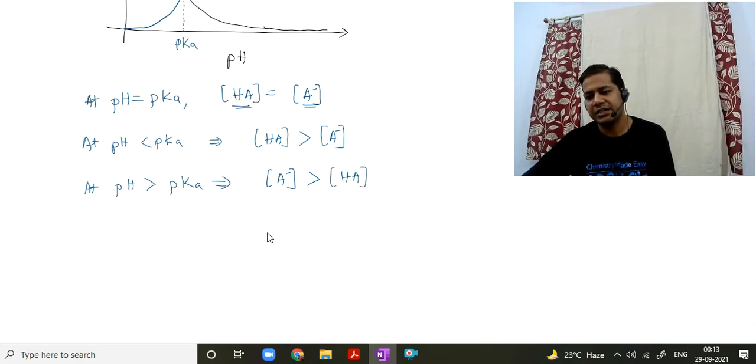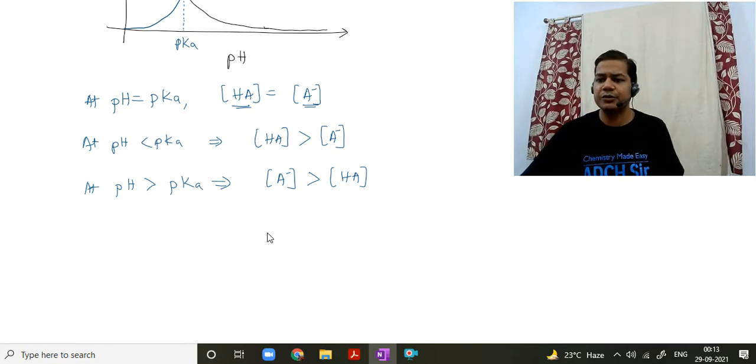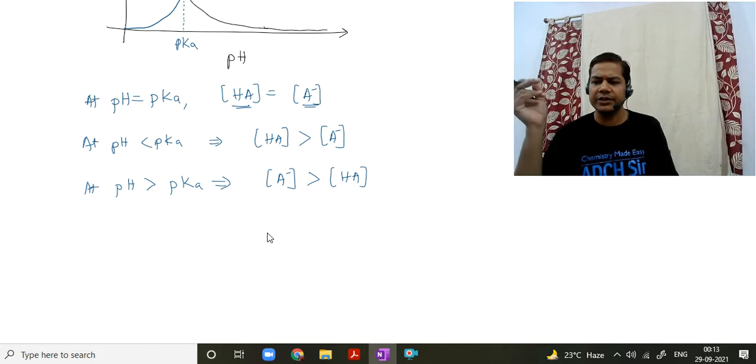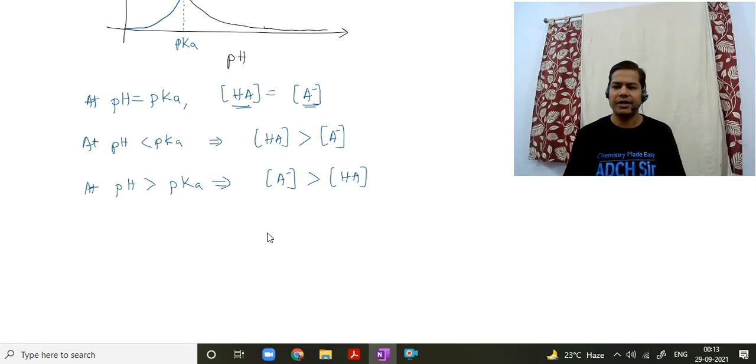Three different pH values are given. We need to identify which functional groups will ionize or will not ionize. Accordingly, we'll find the charges on the different functional groups, and accordingly the charge on the entire peptide. Now let us come back to the question. I hope I am very clear.